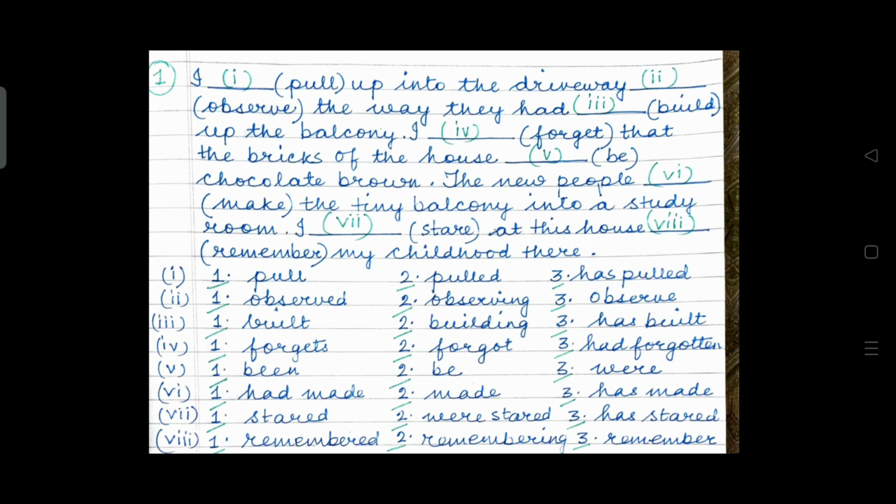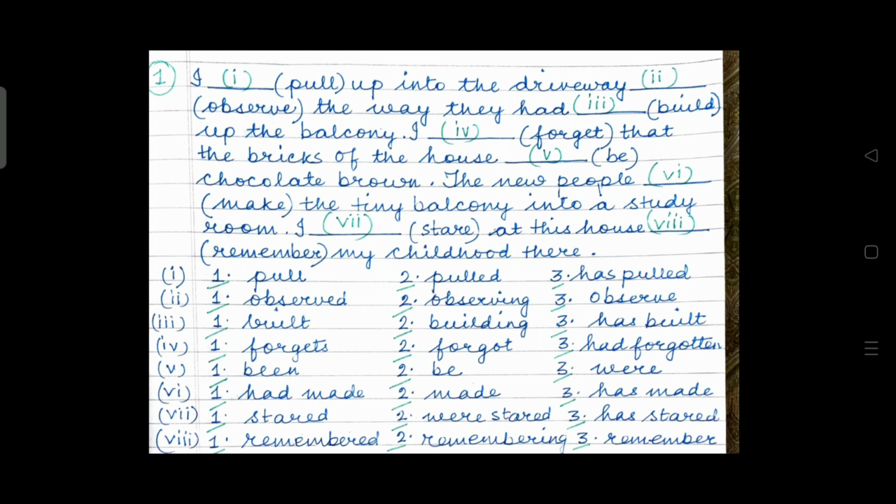So you have 8 blanks. And then there are options, 3 options for each blank. Let's see the first one. I dash pull up into the driveway dash, observe the way they had dash build up the balcony. So you have a clue. They had dash. So something to do with past tense. This is a clue. First you will read the passage and then you will look for the hints.